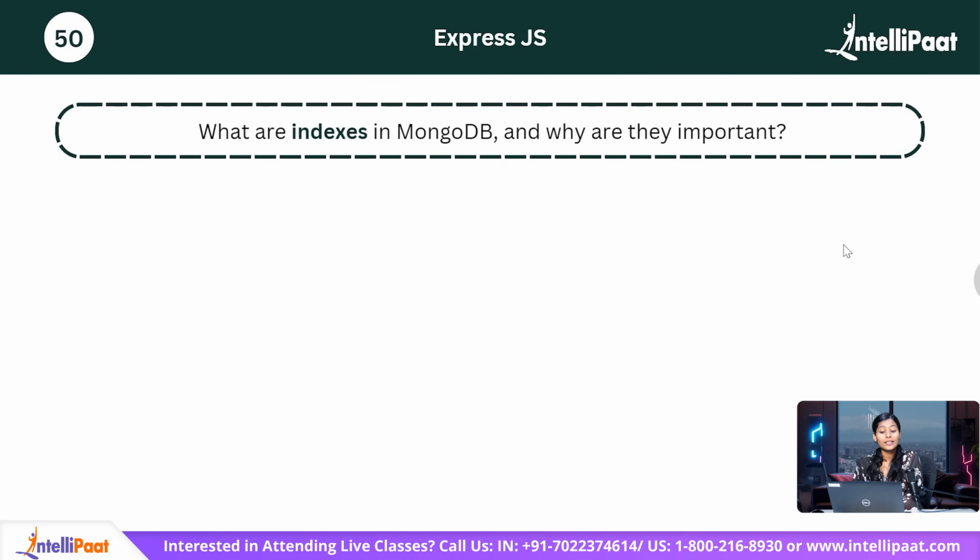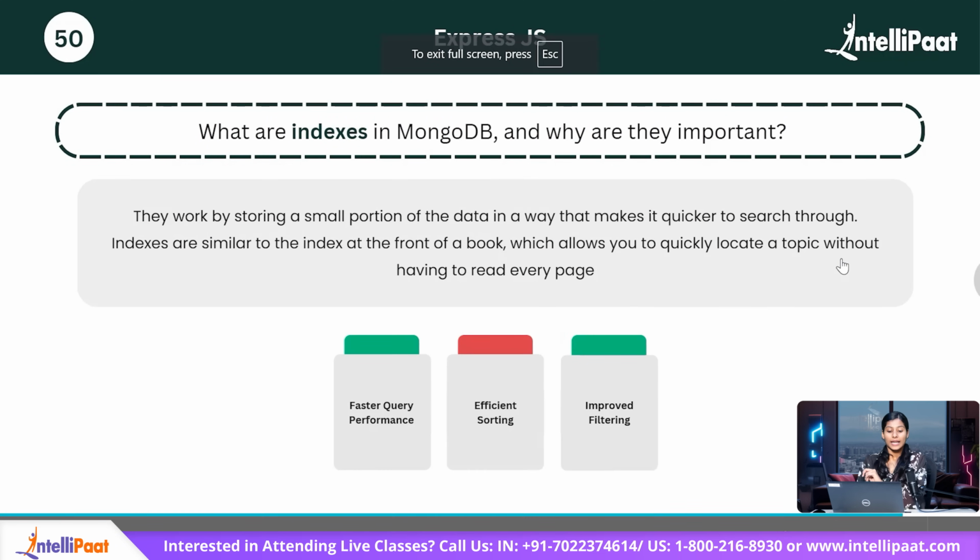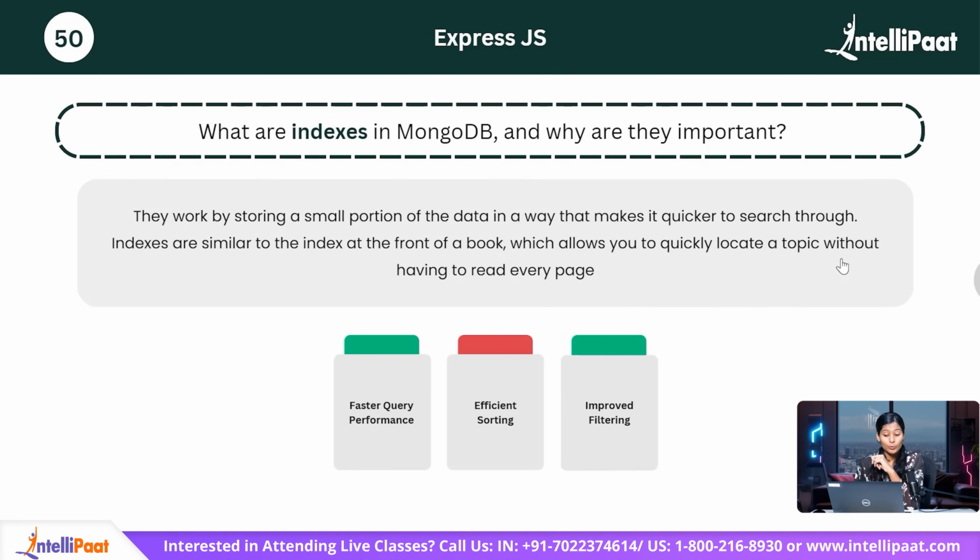Moving on, what are indexes in MongoDB and why are they important? Indexes in MongoDB work by storing a small portion of the data in a way that makes it quicker to search through. Indexes are similar to the index at the front of a book, which allows you to quickly locate a topic without having to read every page.